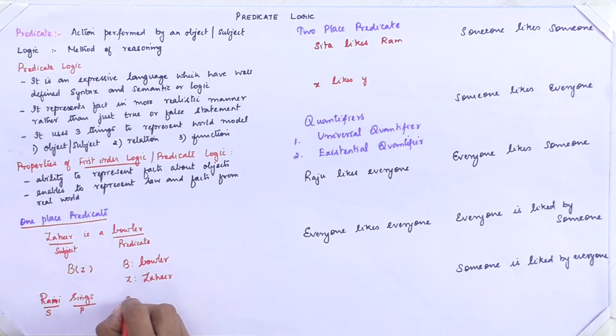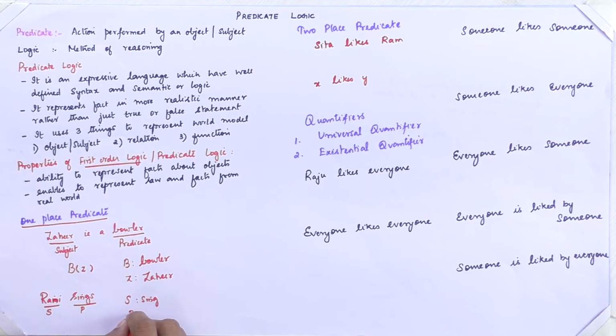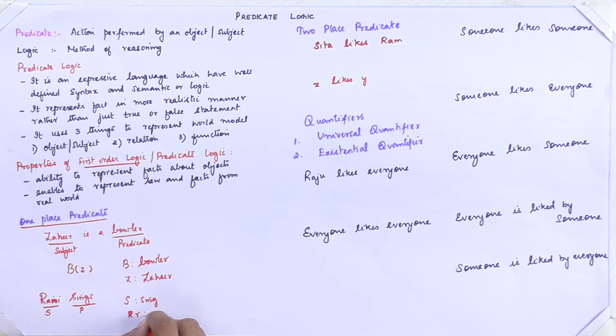So capital S, I represent it to be as sing. Then for my subject, I can have small letter R represent Rani here. So how do I represent this in a symbolic manner? My predicate term is sing, that is S, of Rani, represented as R. So this is how one has to represent the symbolic form of a given one place predicate.